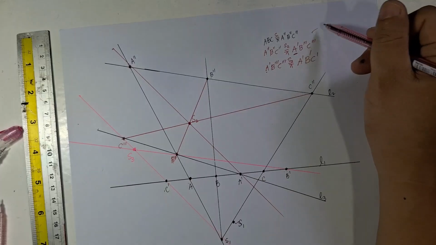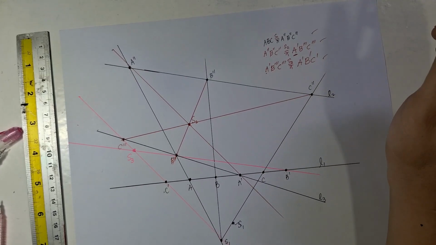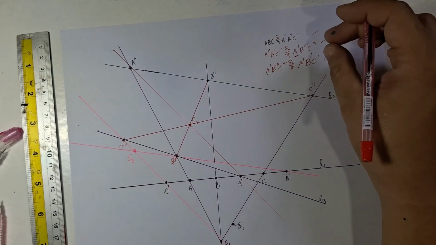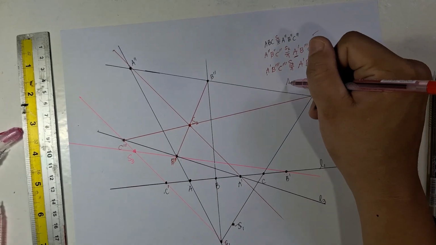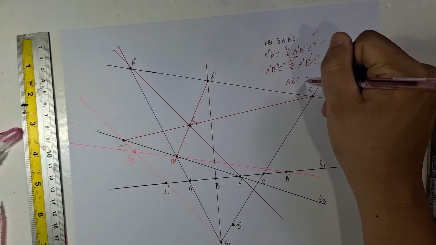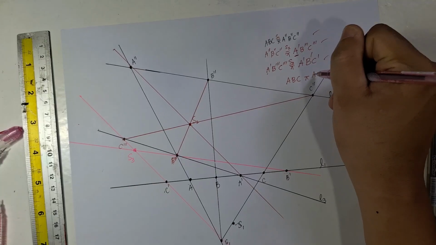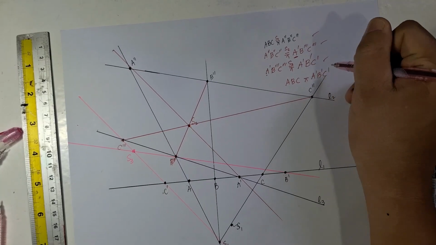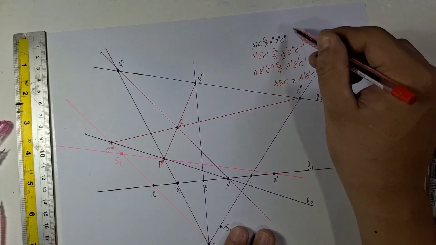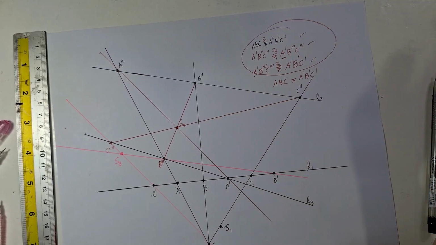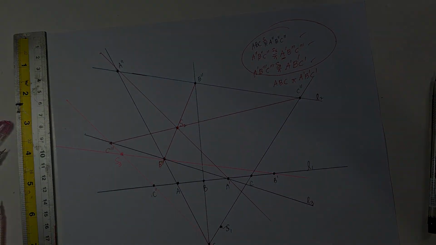So we have three series of perspectivities. We have three perspectivities here. And we can say already that A, B, C is projected into A prime, B prime, C prime using this series of perspectivities. Done.